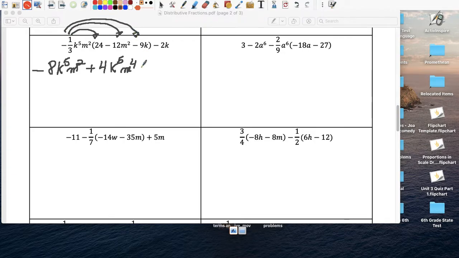Negative times a negative is going to be a positive, and then 1/3 of 9 is going to be 3, and then k5 multiplies with this k, keep the base, add the exponent, I get k6, and don't forget, don't throw out the m squared. And then the minus 2k is just tagging along. Like terms? No. Wow, so this one is easy because this is a k to the 5th power, m to the 2nd. This is a k to the 5th, m to the 4th, so no. This is k to the 6th, so that's different than all the other k. So, oh, that's it. Oh, look at that.